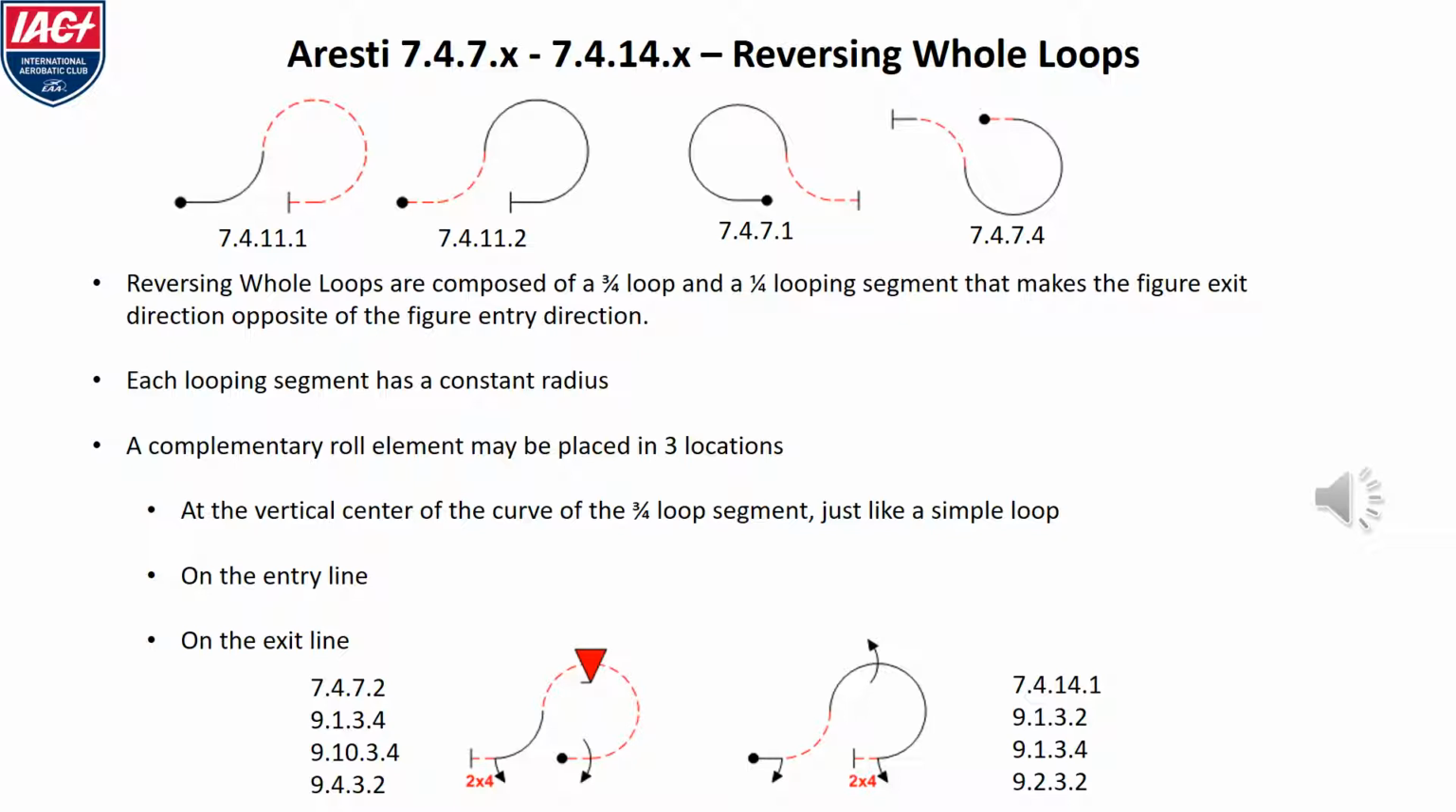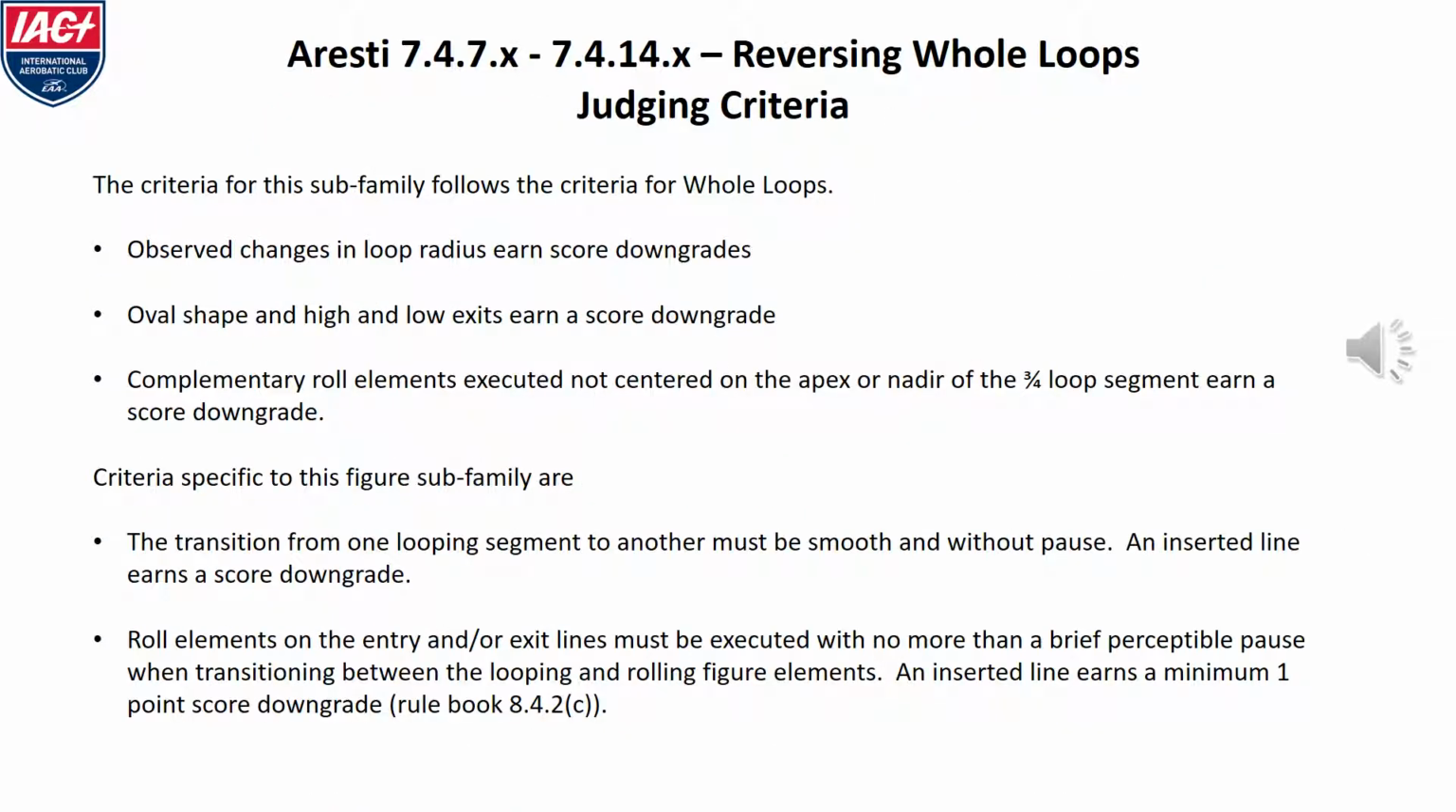The vertical center of the curve of a 3/4 loop segment may have a roll. The entry line may have a roll. The exit line may have a roll. Judging reversing hole loops, we use almost the same criteria as for regular hole loops. Each observed change in loop radius earns a score downgrade. Oval shape, high and low exits earn score downgrades.